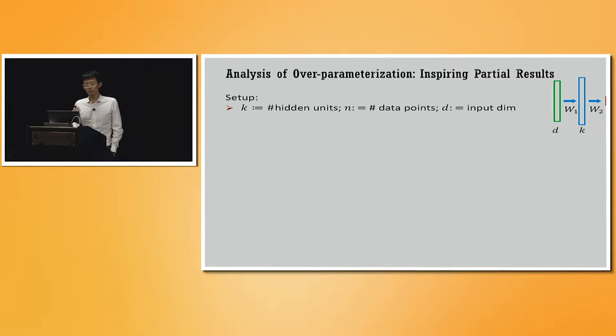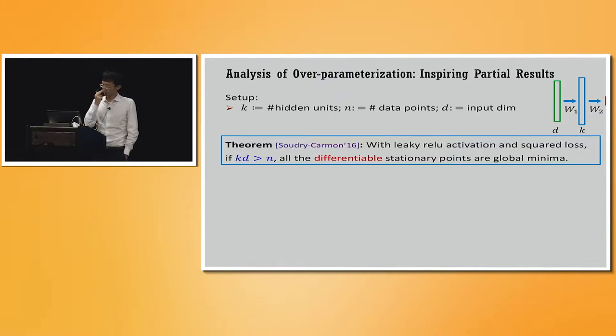Just to define some notation: k is the number of hidden units, n is the number of data points, and d is the input dimension. The theorem by Soudry and Carmon '16 shows that if you use leaky ReLU activation and squared loss, and if we overparameterize in the sense that k times d is bigger than n, where k times d is basically the number of parameters in the weight matrix W1, then all differentiable stationary points are global minima.